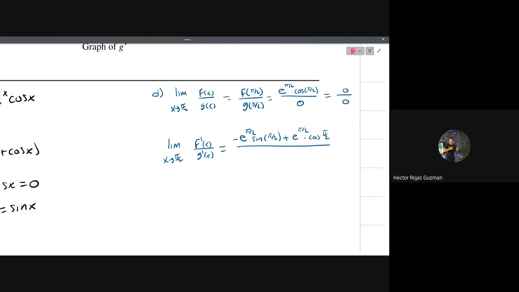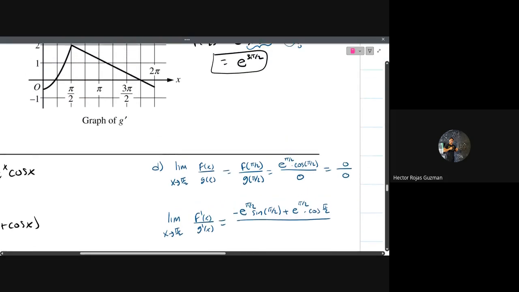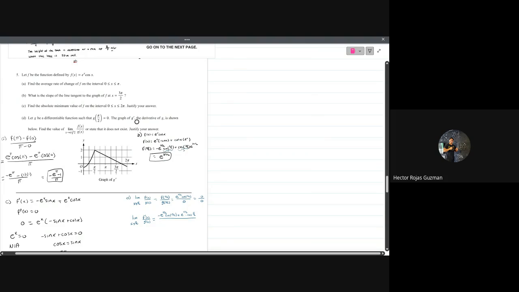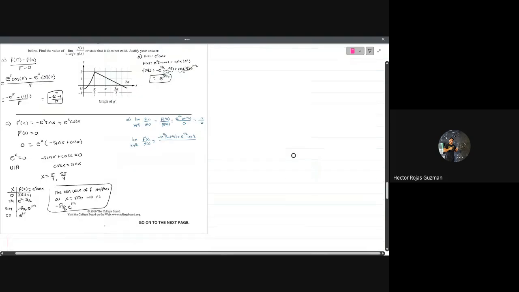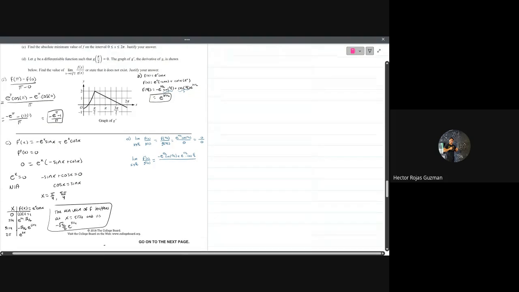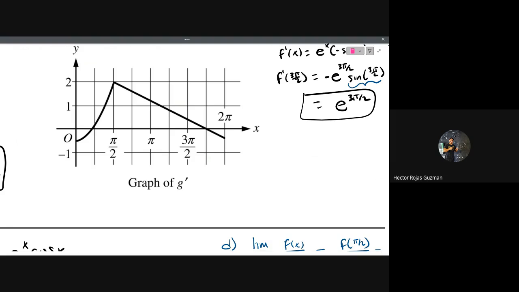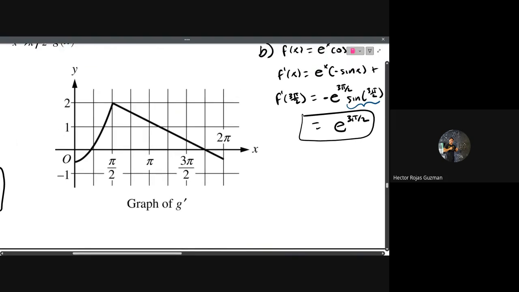Now for g prime, we're looking for the slope. Let me show you. Oh man, sorry. Because we're given the graph of G prime, be super careful. You're not looking for the slope because this graph already tells us the slope, right? Don't think of it as an x comma y graph. Think of it as an x comma slope graph.